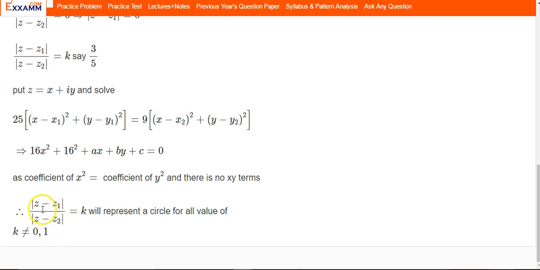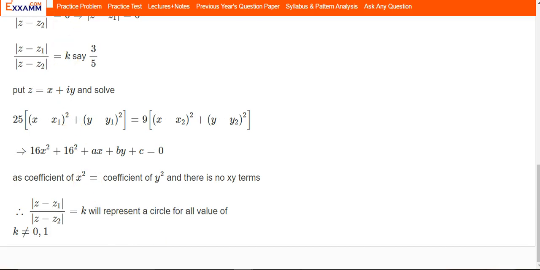This we have to calculate by putting z is equal to x plus iy in this, and there is no shortcut or easy method to find out. We just put z is equal to x plus iy, put the values of z1 and z2 and solve, and we will get the equation of the circle. The only thing we know for sure is that this would represent a circle.